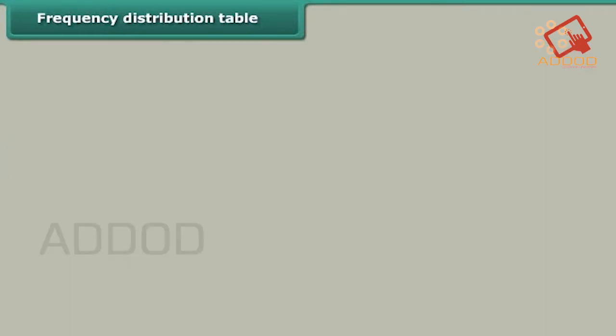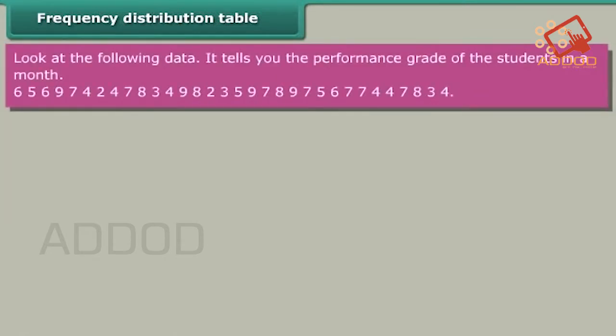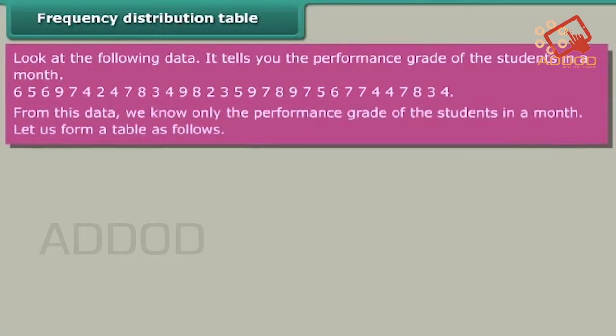Weight of students in a class and temperature in a city are some examples of continuous data. Frequency distribution table. Look at the following data. It tells you the performance grade of the students in a month. 6, 5, 6, 9, 7, 4, 2, 4, 7, 8, 3, 4, 9, 8, 2, 3, 5, 9, 7, 8, 9, 7, 5, 6, 7, 7, 4, 4, 7, 8, 3, 4. From this data, we know only the performance grade of the students in a month.